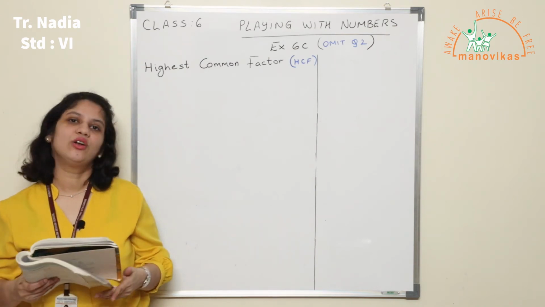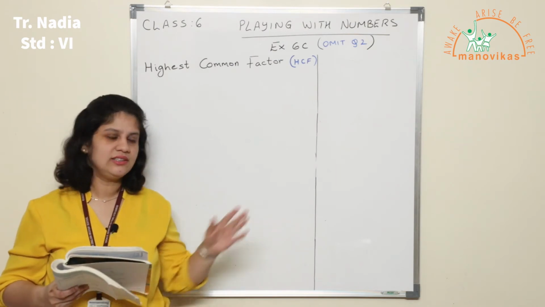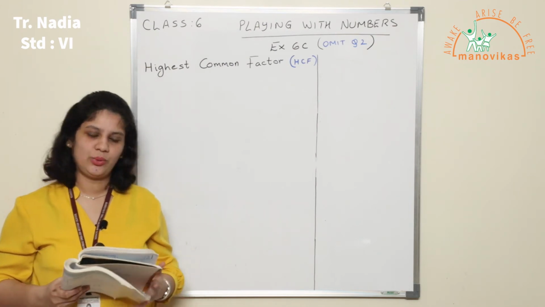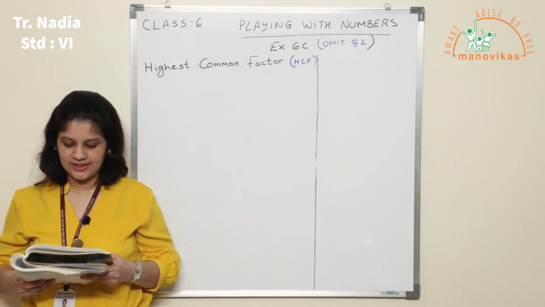Question 2, they are asking you all to find HCF by long division method. Long division method you did not learn. This one method of prime factorization is more than enough. So we are omitting question 2. Then let us move to question 3.